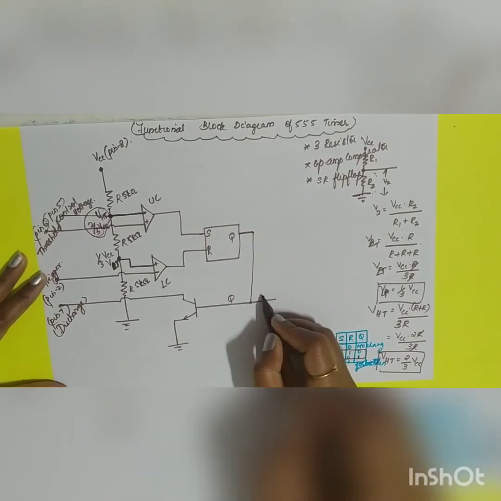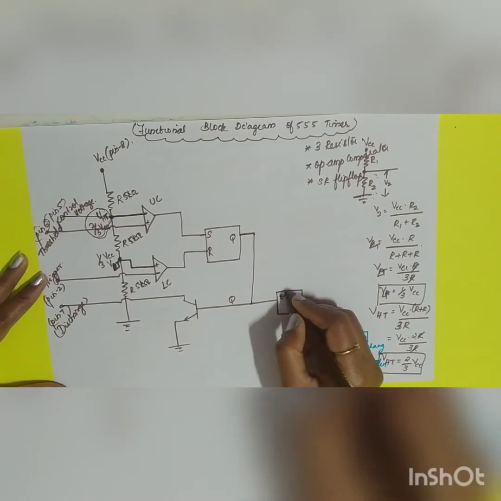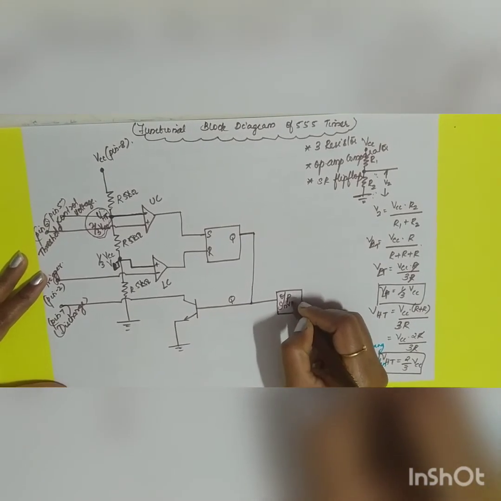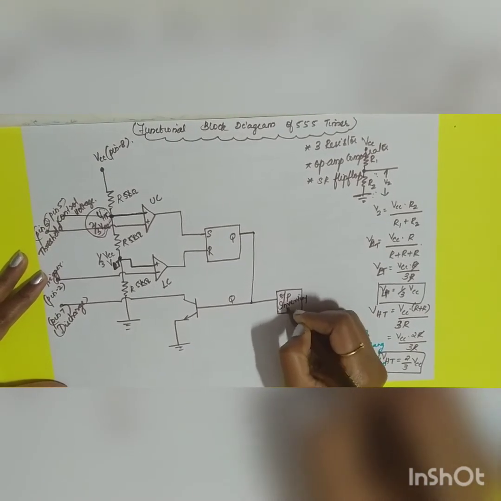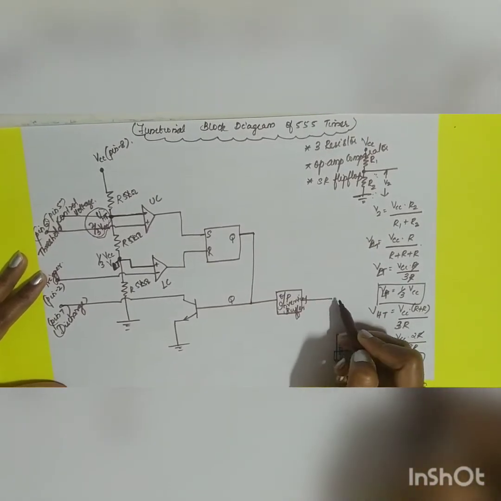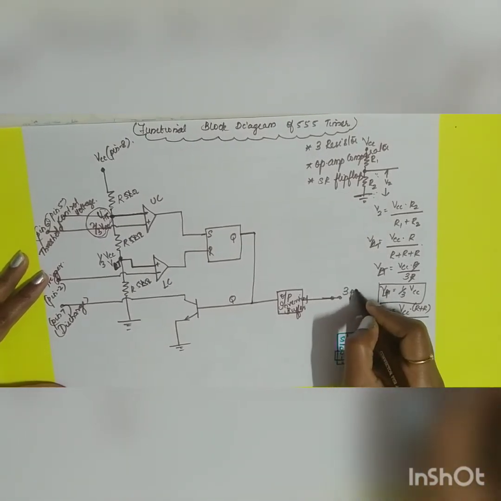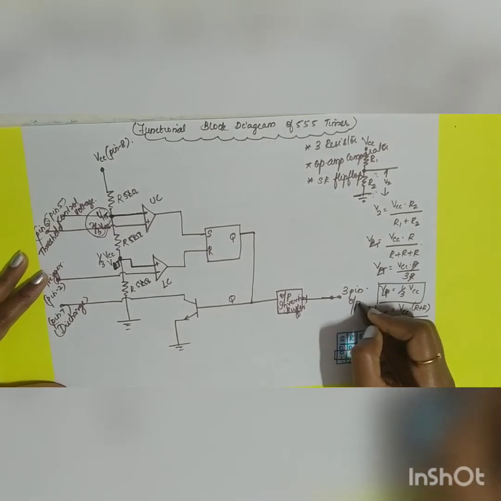So here it will be Q, and here it is going to be a Q bar, because this is going to be the overall output. The output is nothing but your inverting buffer. So if Q is equal to 1, your output will be 0. It will be the complement. This will be your overall output, that is the third pin, which is nothing but your output.